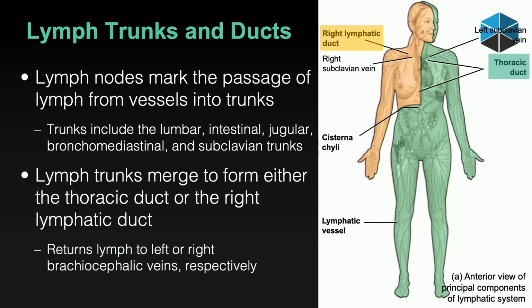All of the lymph returning from the lower limbs, from the abdomen, from the left-hand side of the body, eventually flows through the thoracic duct, which returns it to the blood. So all of this green area, the lymph from this part of the body, flows through the thoracic duct and then back into the blood. Probably why it's one of the major ducts in the body.